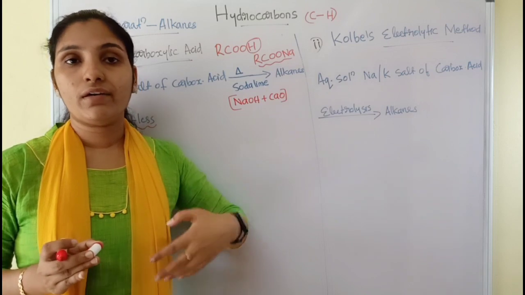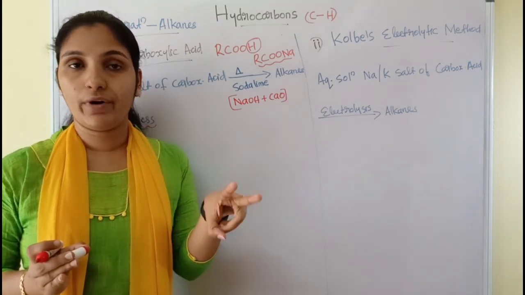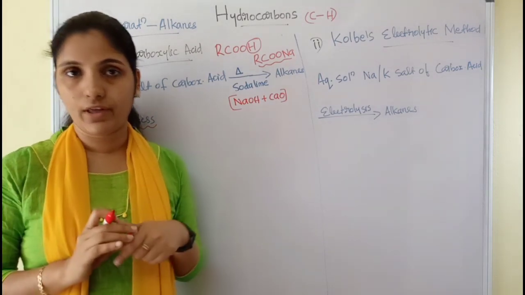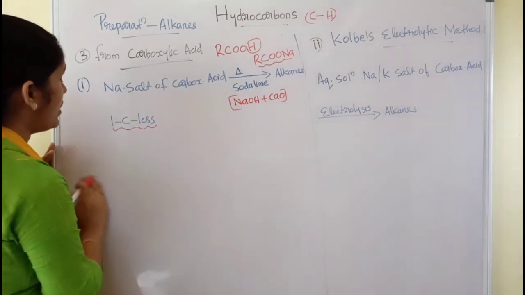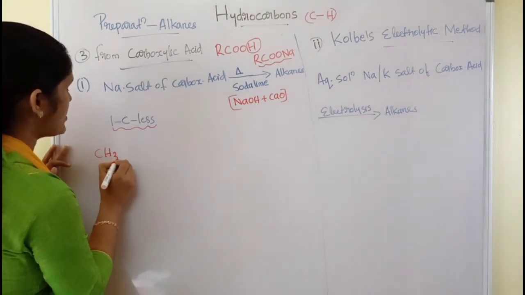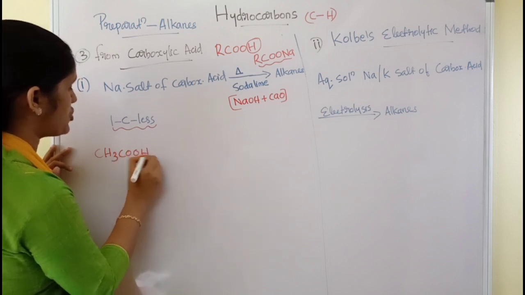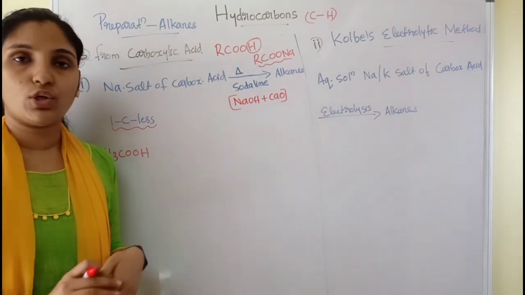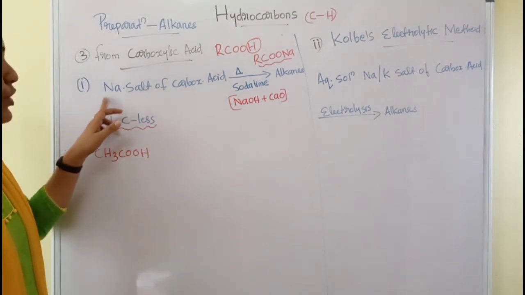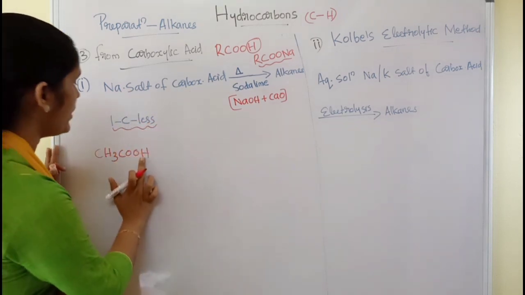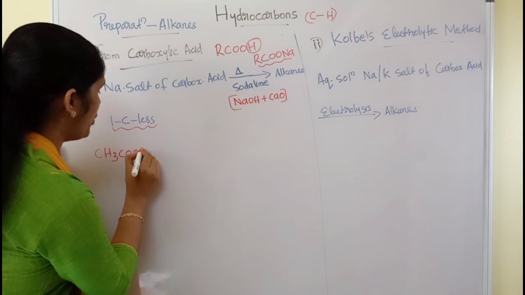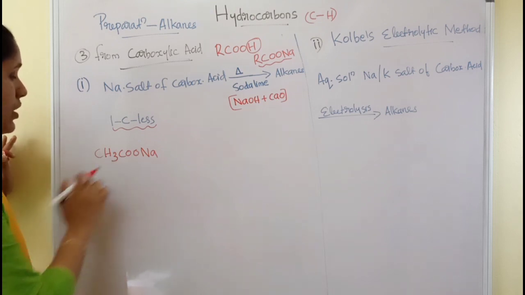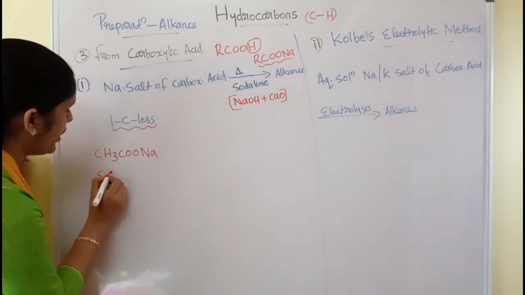That means if we take a carboxylic acid containing two carbon atoms, then the alkane obtained contains only one carbon atom. For example, we can take the carboxylic acid CH3COOH. This is acetic acid, or ethanoic acid. So we have to take the sodium salt of this carboxylic acid. That's why the terminal hydrogen is substituted with sodium. Now this compound is known as the sodium salt of acetic acid, or sodium acetate.